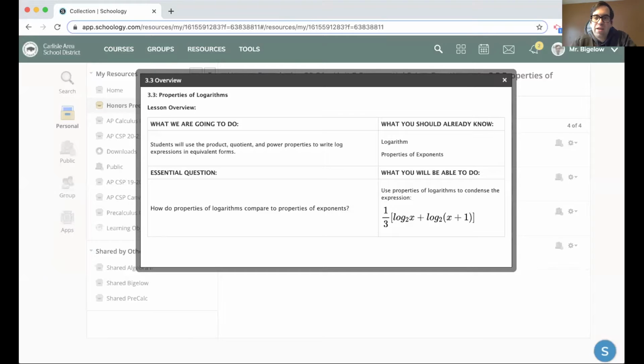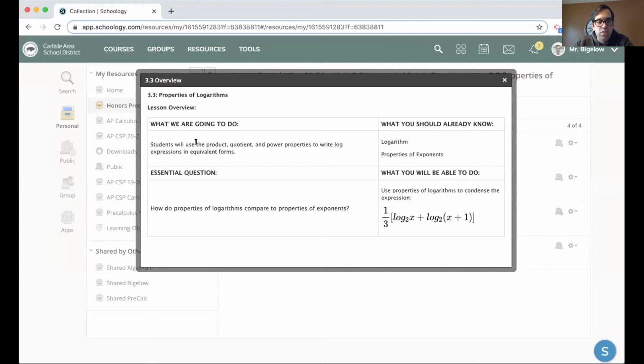Hey, honors pre-calc. Today we're going to be learning lesson 3.3, properties of logarithms. So last lesson we learned what a logarithm is, how it's the opposite or inverse of an exponential function. And today we're going to expand our knowledge of logarithms and talk about some properties of logarithms in different types of expressions. The essential question today is, how do properties of logarithms compare to properties of exponents?